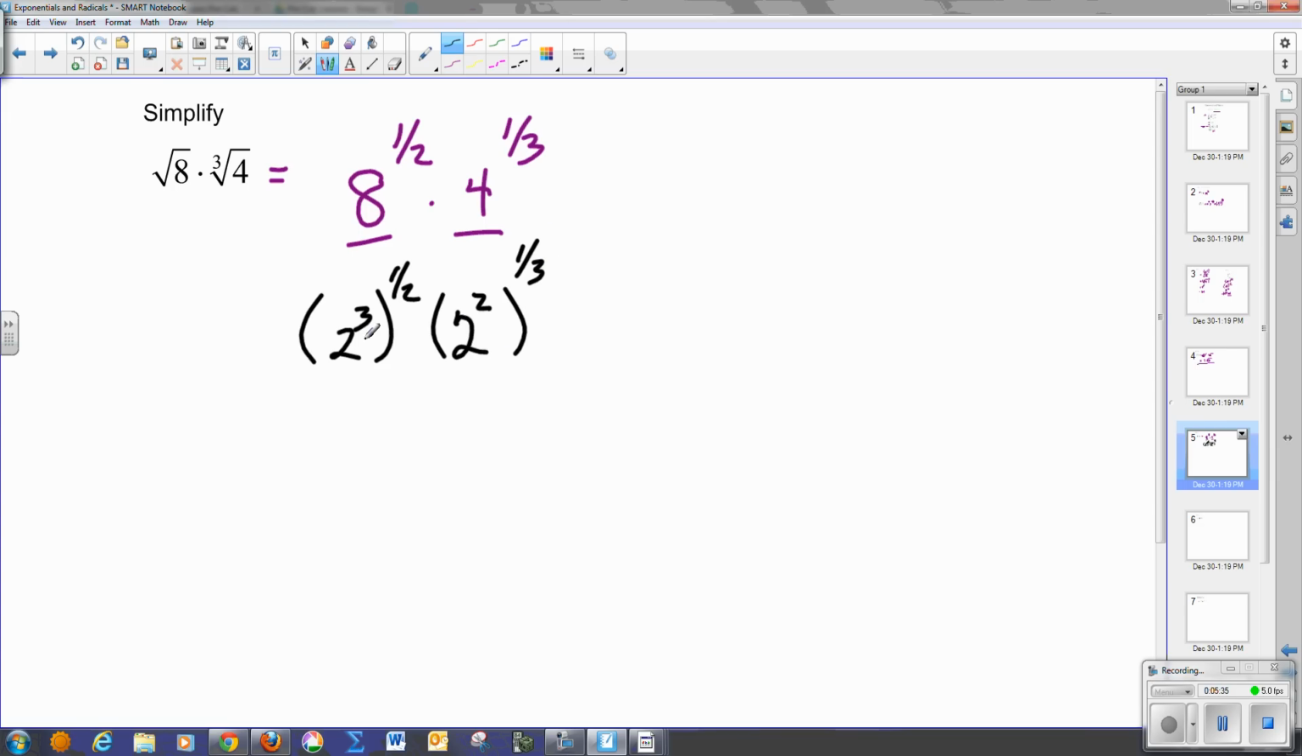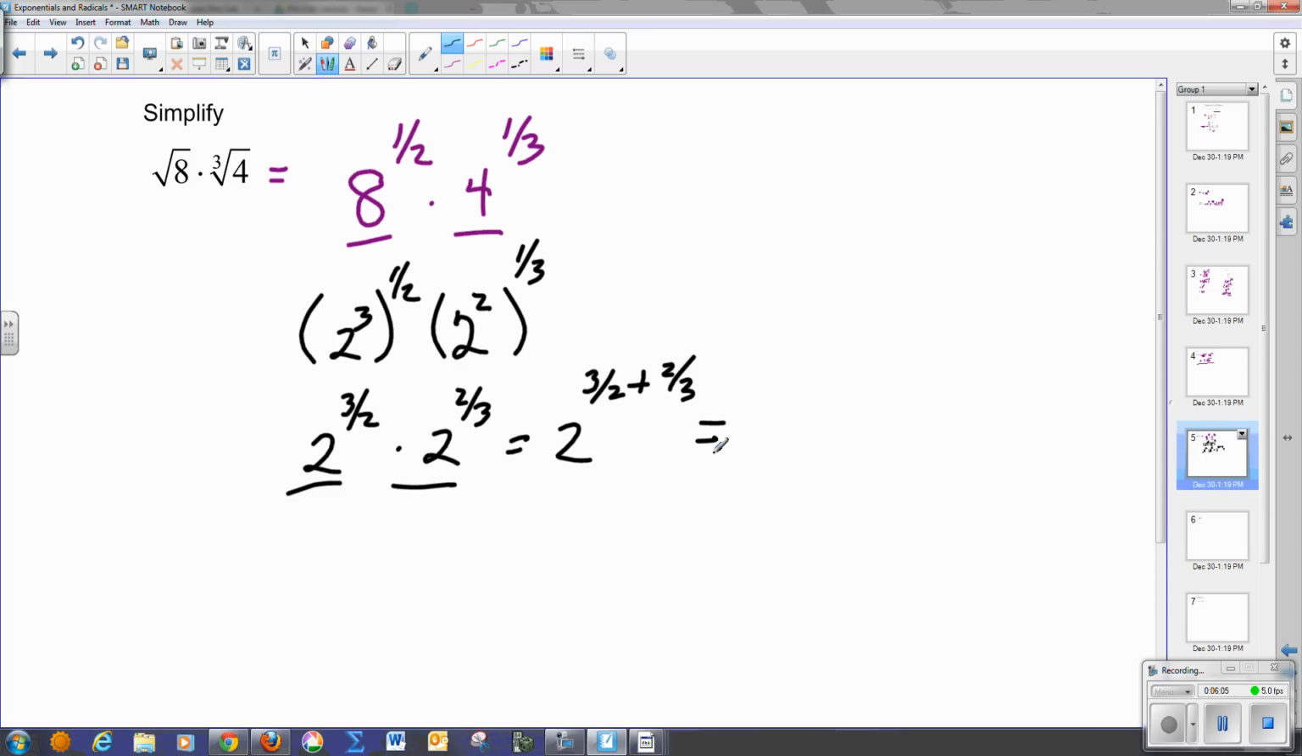So notice I have powers raised to powers. I can multiply those powers together, so I have 2 to the 3 halves times 2 to the 2/3. And the deal is now, notice, I have the same base. So all I have to do is add the powers. So I have 2 to the 3 halves plus 2/3.